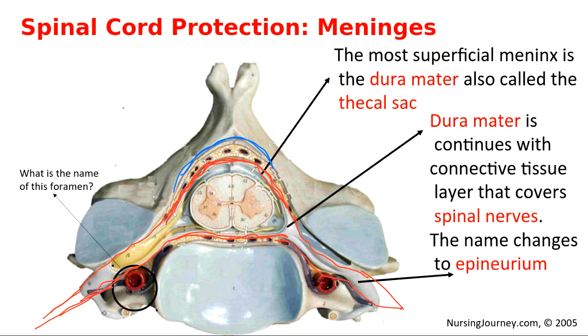At that point, however, we're not going to call it meninges. We're going to call it epineurium. So we're going to change the name when the membrane leaves the central nervous system and begins covering nerves. It's essentially the same structure. We just changed the name because the location has changed. Okay, so I want to make sure I point that out, that the dura mater ends up becoming the epineurium.